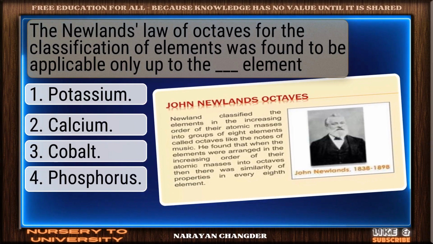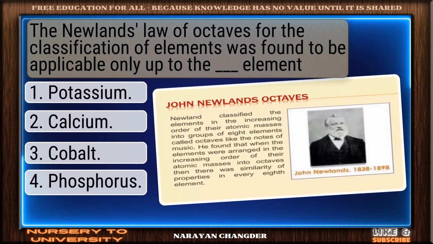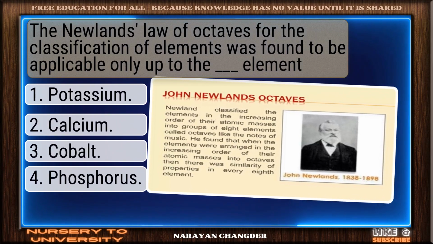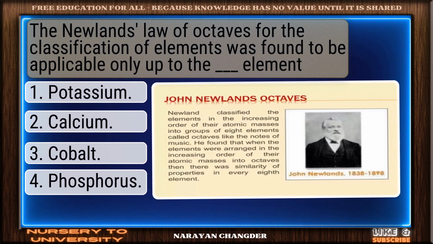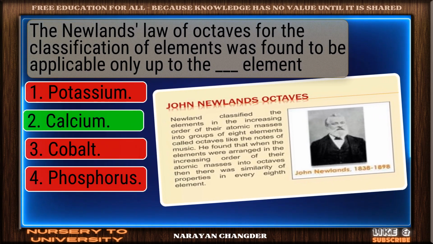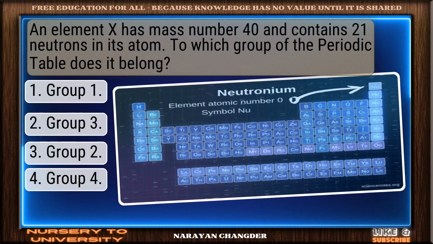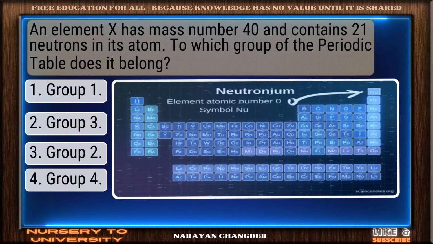The Newlands law of octaves for the classification of elements was found to be applicable only up to the dash element. Exactly, calcium makes sense. An element X has mass number 40 and contains 21 neutrons in its atom.